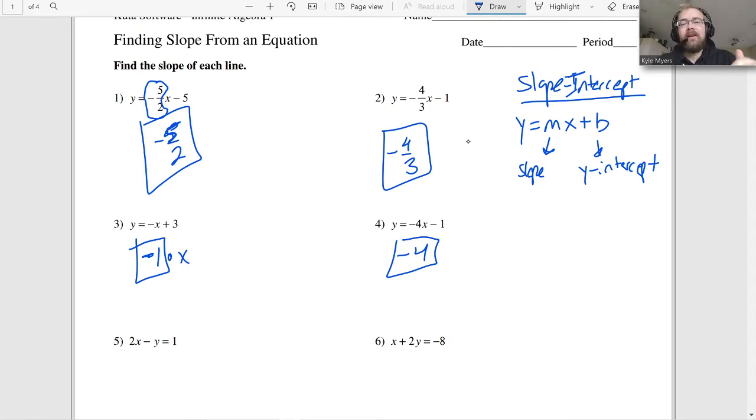And then we get to number 5, which is a totally different ballgame. So remember slope-intercept form? y equals mx plus b. That's what all of these first 4 are in. Number 5 is not in slope-intercept form.